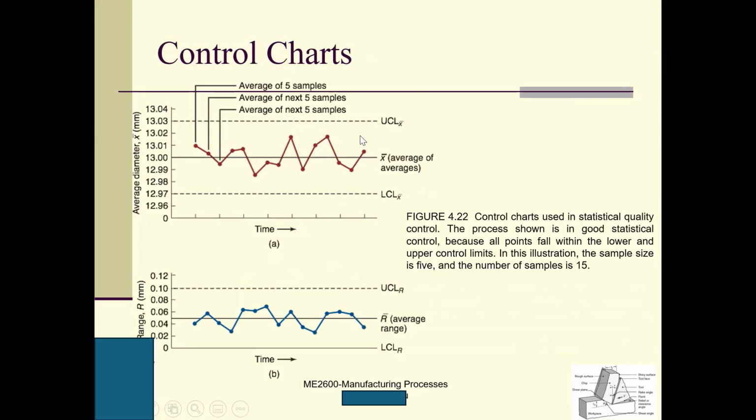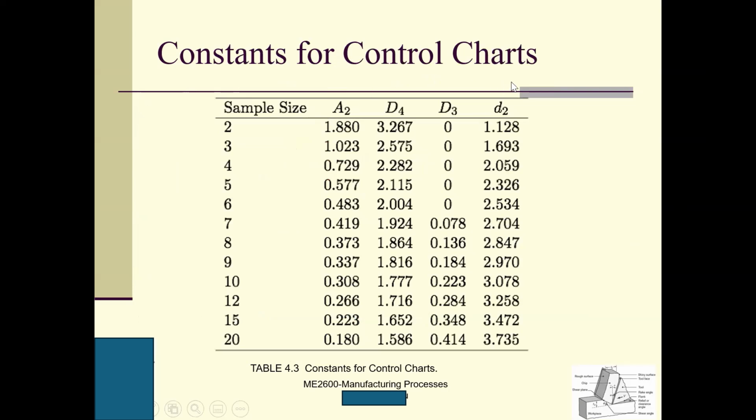The control charts are used for statistical quality control. They have the LCL and the UCL, and the average of averages. You can take a look; I will not test your understanding. Here are the constants for control charts, and there are several values here, along with the sample size. If you want to do meaningful statistical analysis, the number of samples must be big enough. Otherwise, the statistical analysis will be very funny.